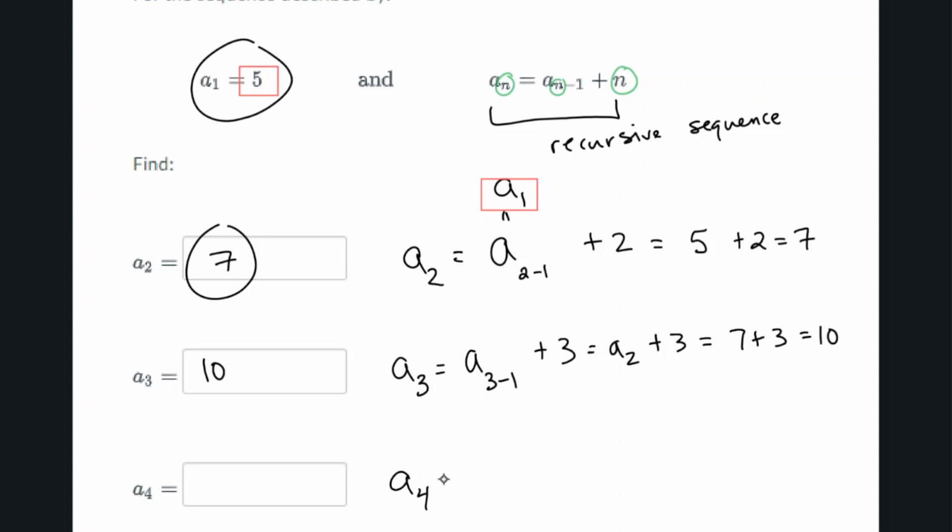A sub 4, everywhere there's an n, there's now a 4. A sub 4 minus 1 plus 4. A sub 3 plus 4. A sub 3 was 10 plus 4, and we'll get 14.